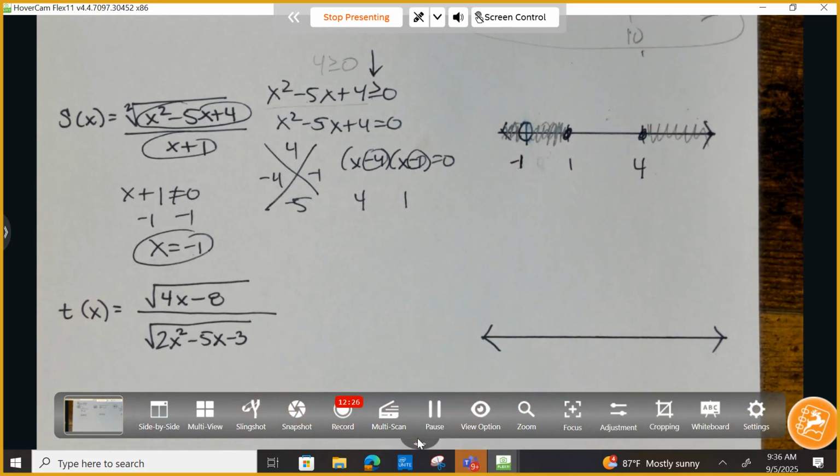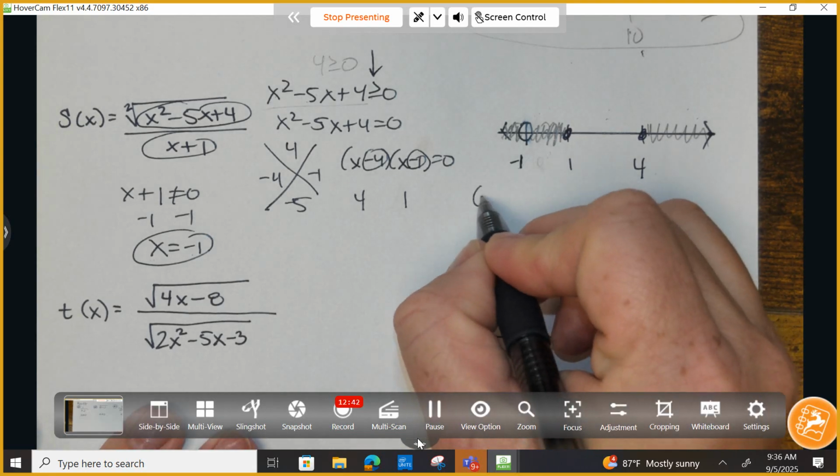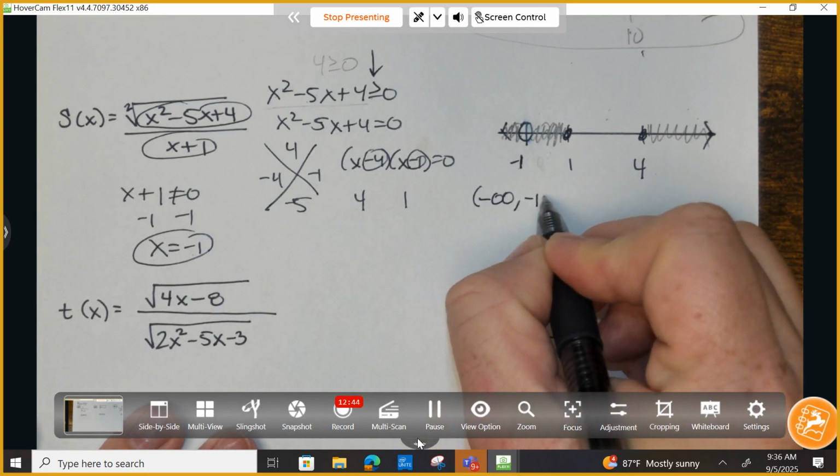On your paper, you have 10 seconds with the help of your partner. How would you write this correctly? The domain in interval notation. Ready? Get set and go. 10 seconds. You can write on the back of your paper. Always go from left to right.